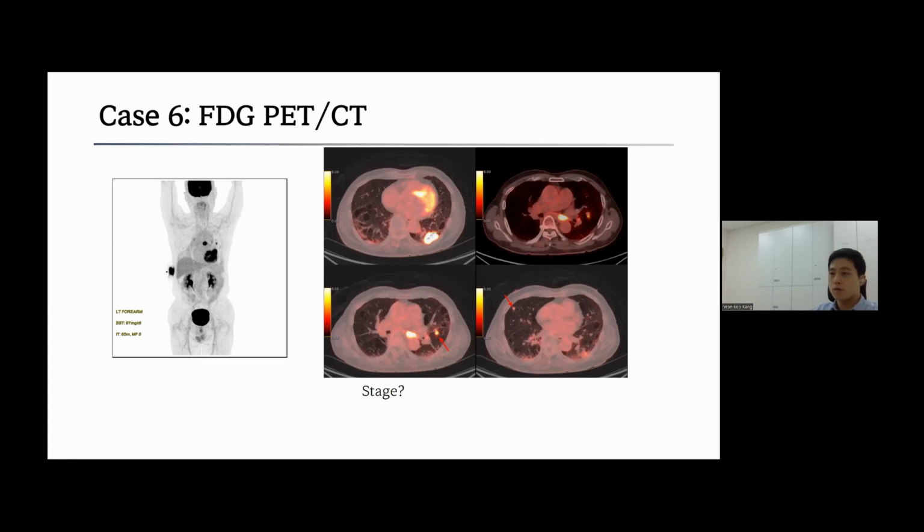So the stage is T3 for the separate tumor nodule of the same lobe, and N2 for the contralateral mediastinal node, and M1a for the contralateral lung nodule. EBUS-guided biopsy of the station 8 node diagnosed metastatic squamous cell carcinoma. So palliative chemotherapy was planned for this patient.